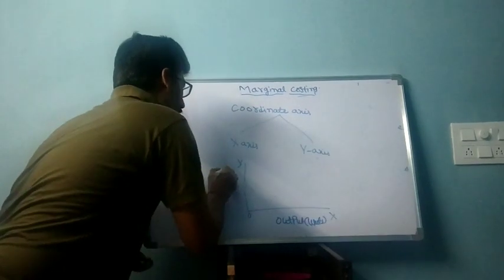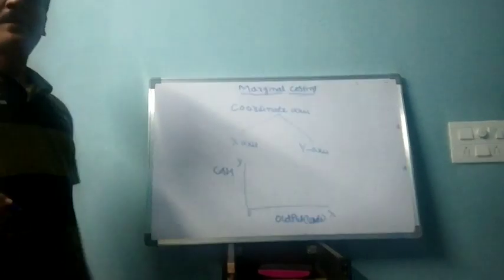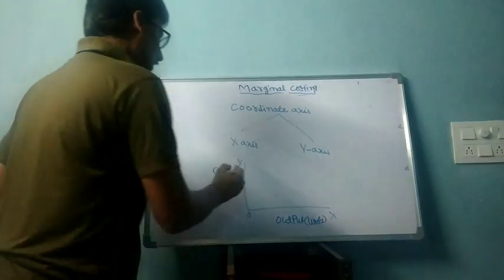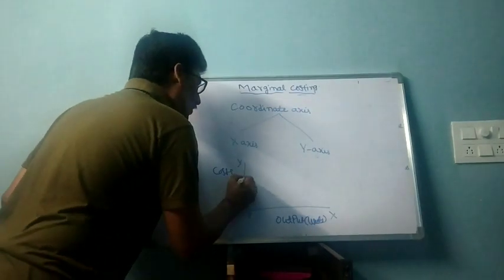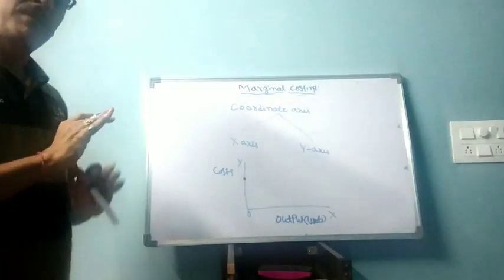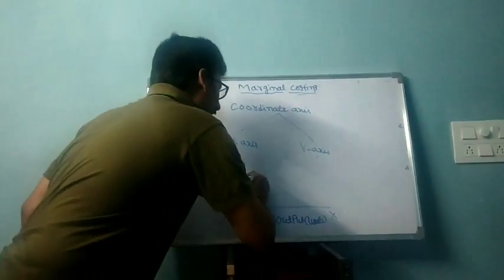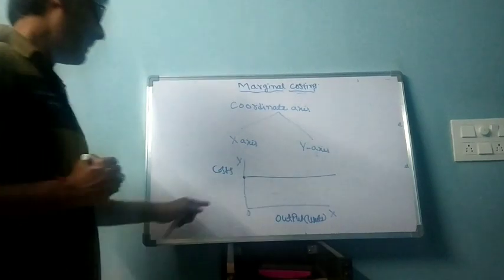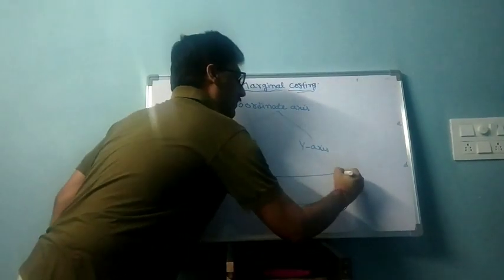Whatever cost it may be, I am representing it on the Y-axis. Just now I told you that fixed cost remains constant irrespective of output. So it should be a line parallel to the X-axis. This cost is called fixed cost.